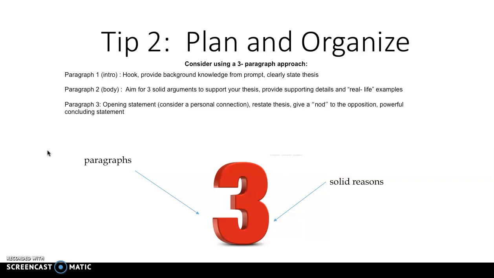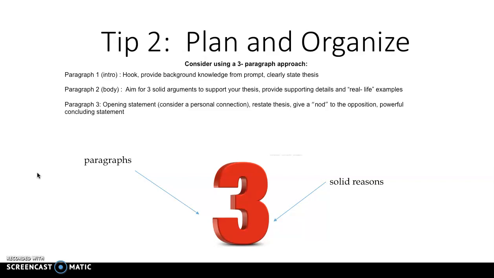Paragraph 1 will contain the intro with a hook, some background knowledge from the prompt, and a clearly stated thesis. Paragraph 2, with your entire body, will aim for 3 solid arguments that will support your thesis, with supporting details and hopefully some real-life examples that you can put in. Paragraph 3 is going to be your closing statement, hopefully with some sort of personal connection. You'll restate your thesis, give a nod to the opposition, and end with a powerful concluding statement.